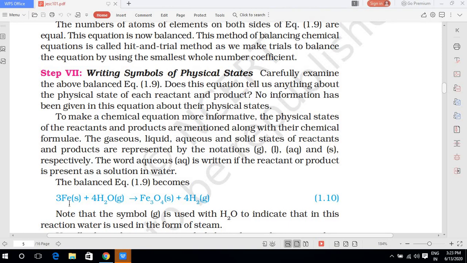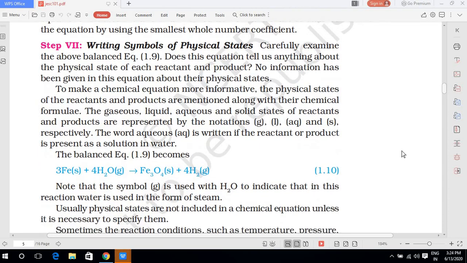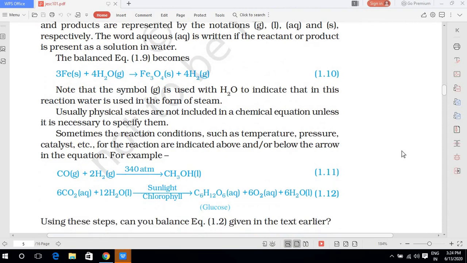So iron, we will indicate this iron as solid by writing S, and water as gas, and ferric oxide as solid, and hydrogen gas as gas. So this is how we are going to balance all different kinds of chemical reactions. We can make those equations balance by following these rules, by following these steps.